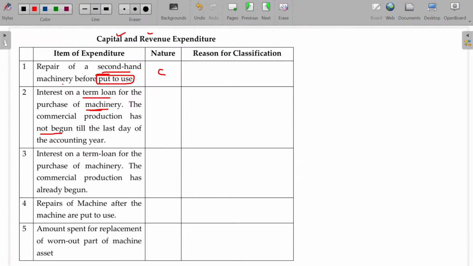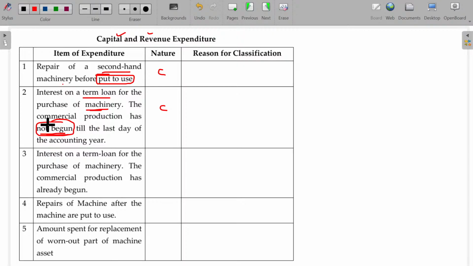Commercial production has not begun till the last date. What happens? Capital, because up to put to use, not begin. Up to put to use, any interest payable, that is also part of what? Capital asset only. Capital payment only. Is that okay? Once the machine is ready, thereafter, if you are paying interest, it can be debited to the P&L.